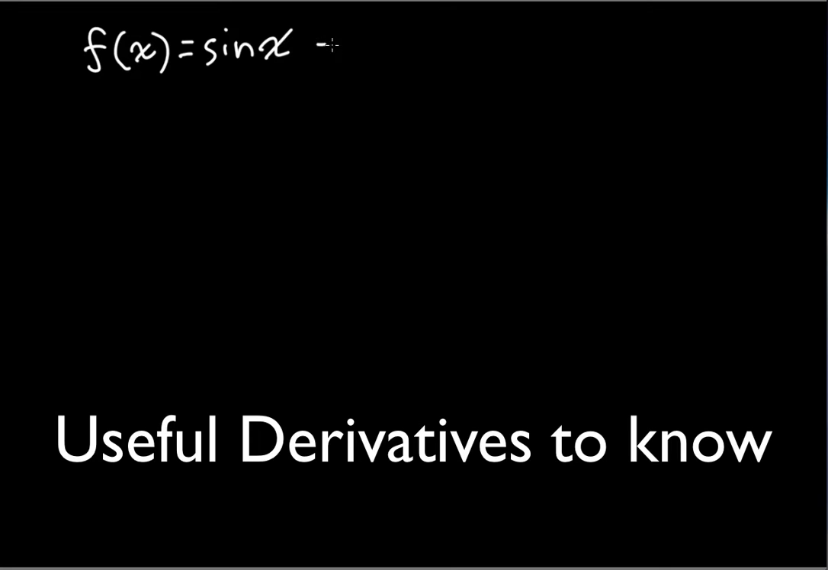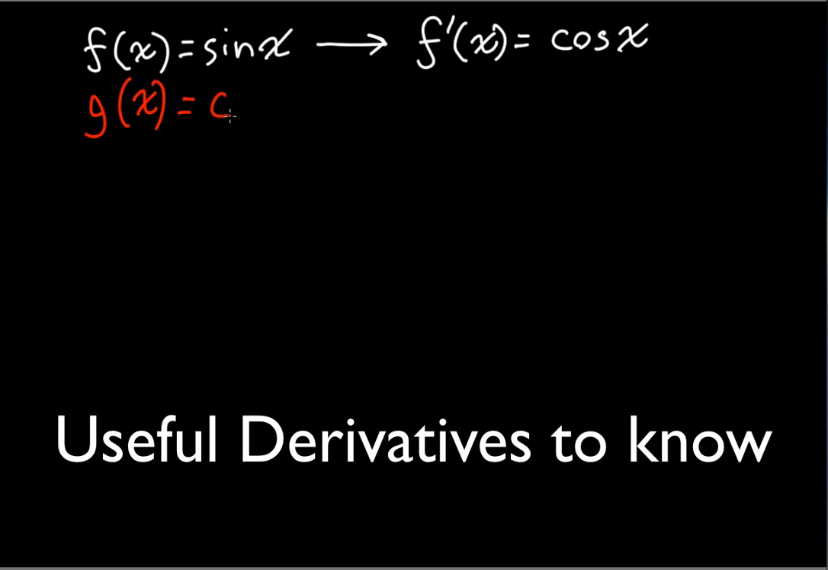If we have f of x is equal to sine of x, f prime of x, the derivative of that function, is equal to cosine of x. And that's kind of a weird relationship, right? All right, what about cosine of x? Let's switch to a different color. Let's say we have g of x is equal to cosine of x.